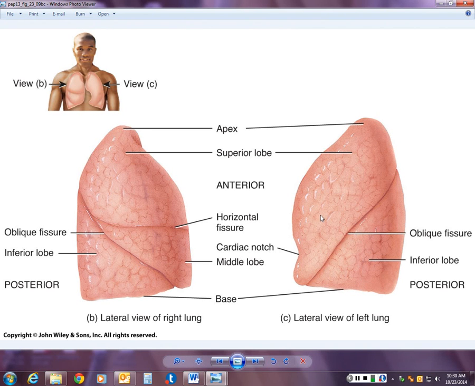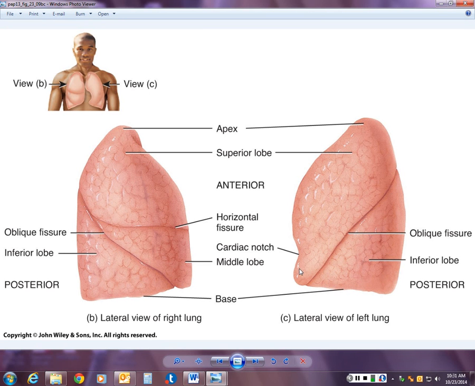The left lung has 2 lobes. Notice left does not have an R. 2 also does not have an R. The 2 lobes within the left lung are going to be the superior and also inferior lobe. You're going to see one single fissure with the left lung called the oblique fissure.